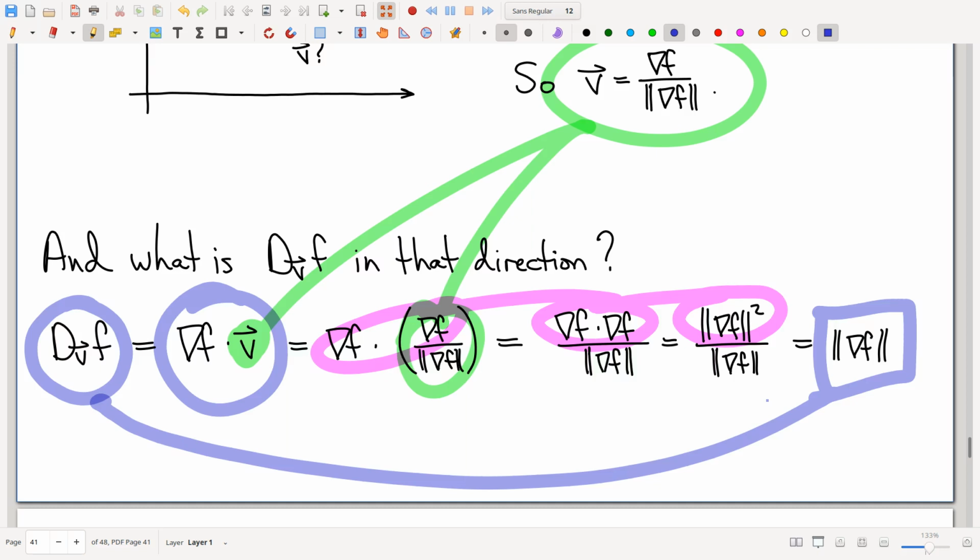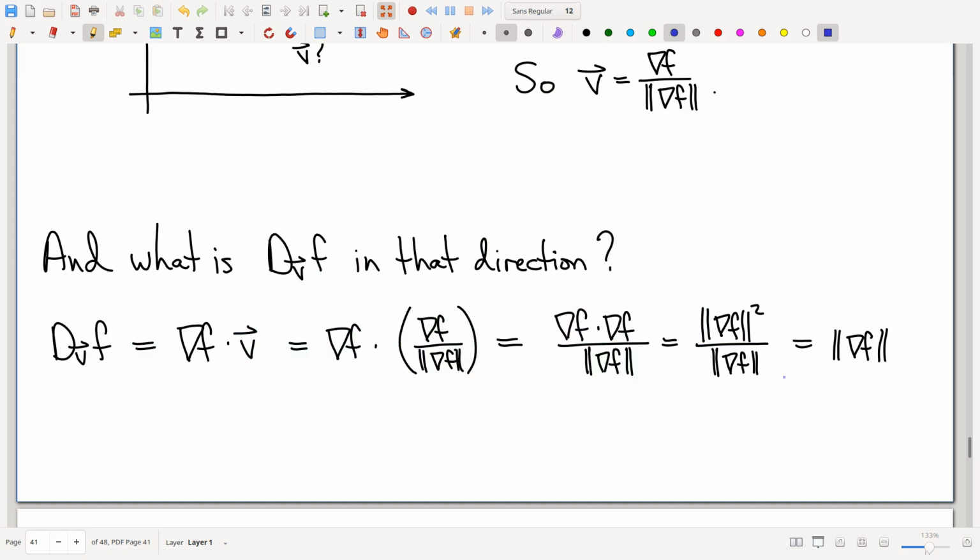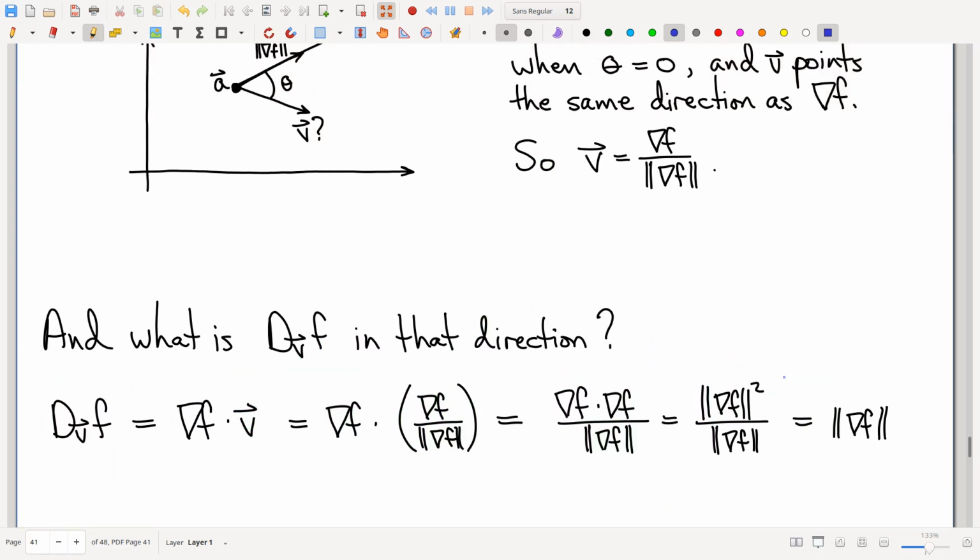What I think is nice about this pair of questions is that the answers are both, in some sense, the gradient. What direction should I go? Well, whatever the gradient says. What's the directional derivative in that direction? Oh, okay, well, the magnitude of the gradient. Gradient's the answer to both questions.